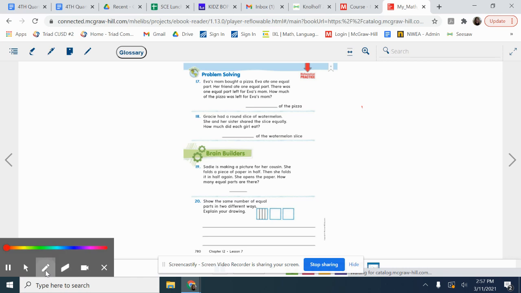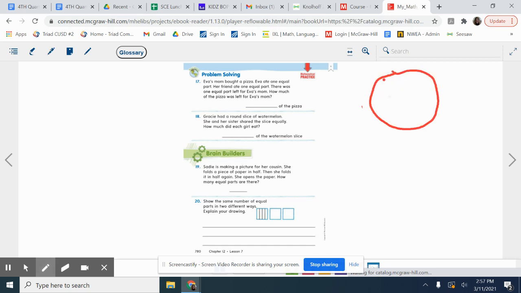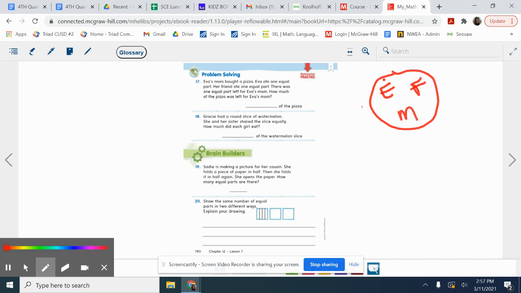So I like to draw pictures. So if we draw a picture, we draw a circle because that's the shape of a pizza. And we know that Eva ate 1 piece, her friend had another piece, and her mom had another piece. Oh, that's 3 people. That means that we need to break it up into 3 equal parts.